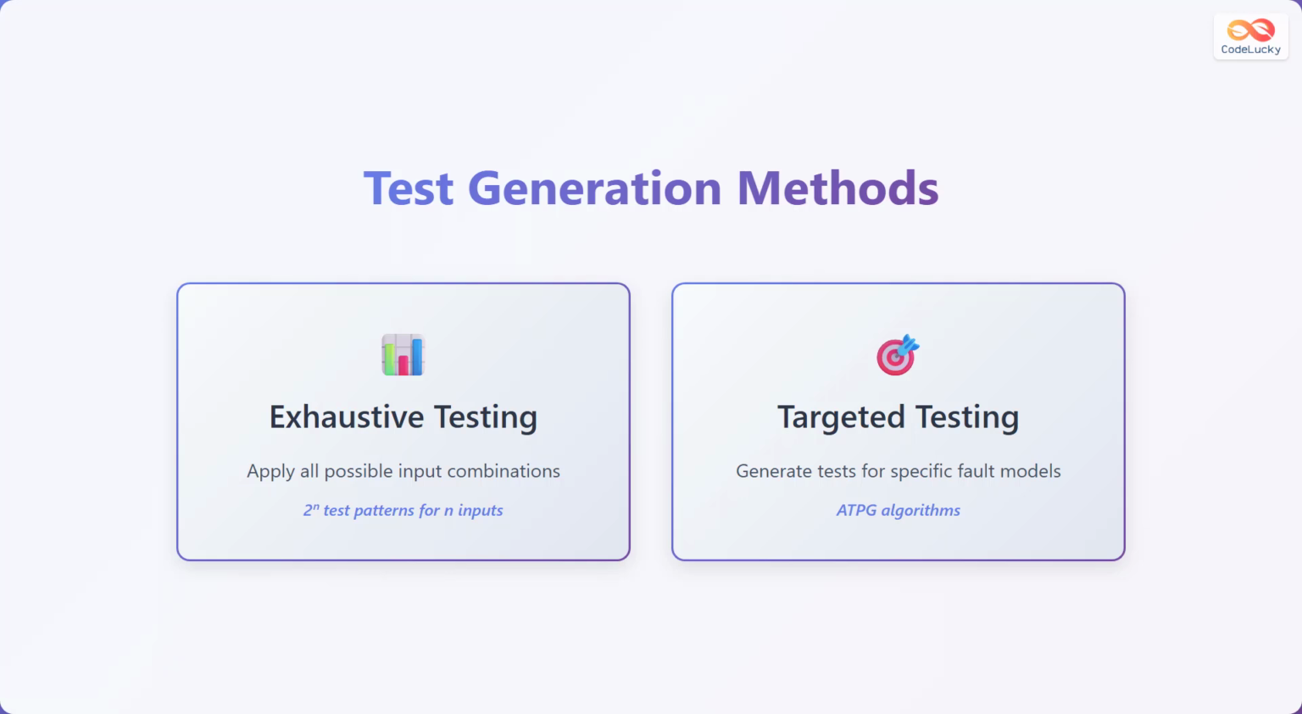Test generation methods. There are two types. The first one is exhaustive testing, where all possible input combinations are applied. It requires 2 to the power of n test patterns for n inputs. The other method is targeted testing, where tests are generated for specific fault models using automatic test pattern generation algorithms.